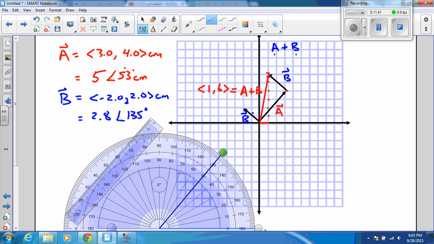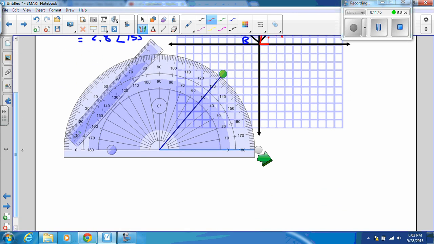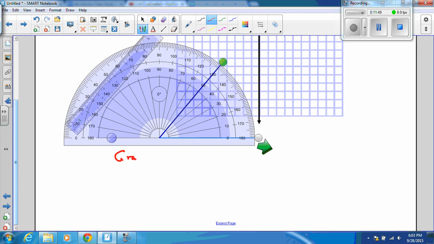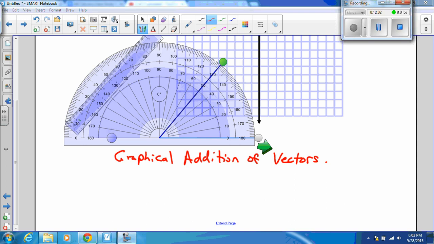In other words, placing these two vectors head to tail so that I'm doing one after the other and connecting gives me the exact same result as addition. And so that's how we're going to think about graphical addition of vectors.